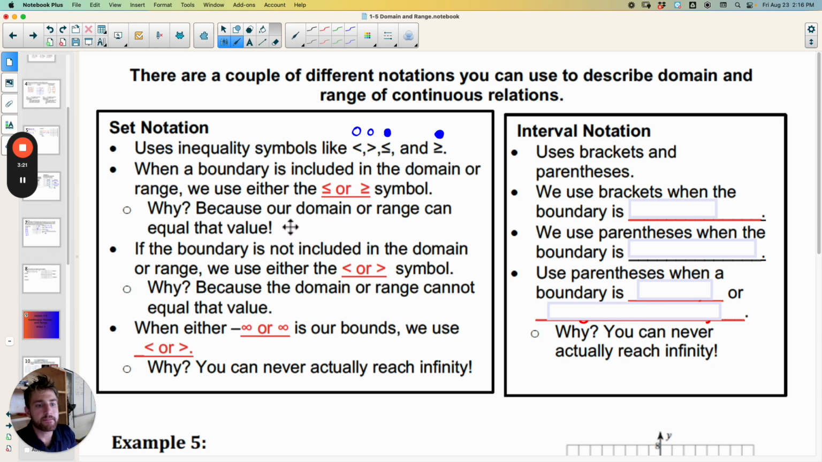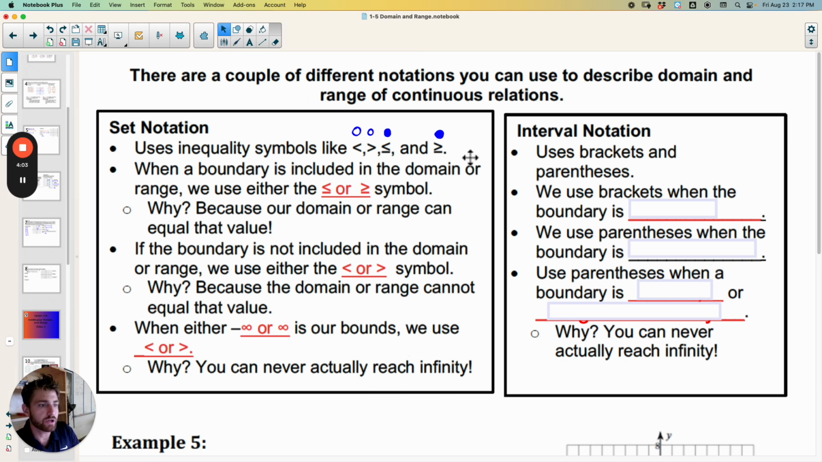And anytime it's a closed circle, that means we do include the value that's listed there, because our domain and range can be equal to that value. But anytime the boundary is not included, we use less than or greater than, because the domain and range cannot equal that value. So every value up to it, but except that value itself, it can be. When either negative infinity or positive infinity is used, you're going to use less than or greater than with no line underneath it, and the reason is because you can never actually reach infinity.